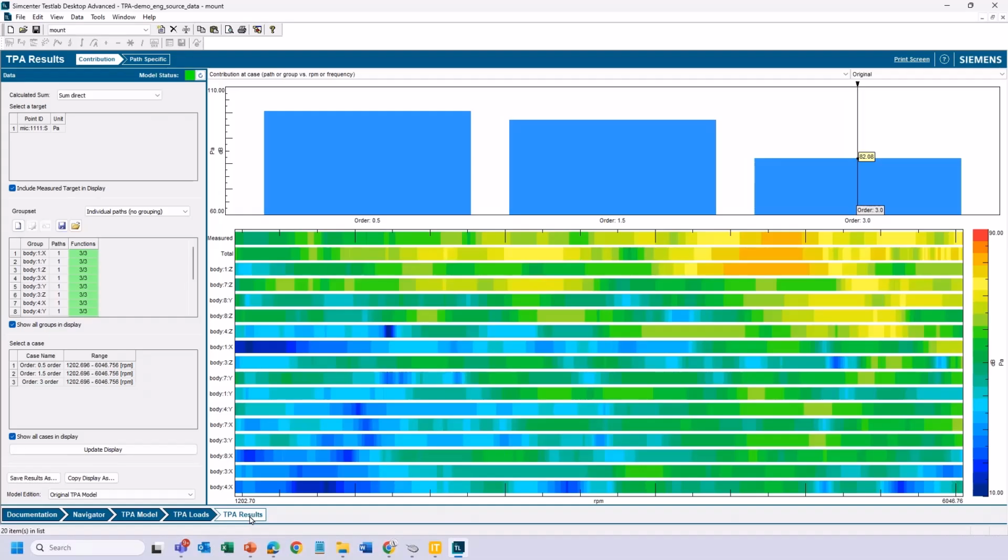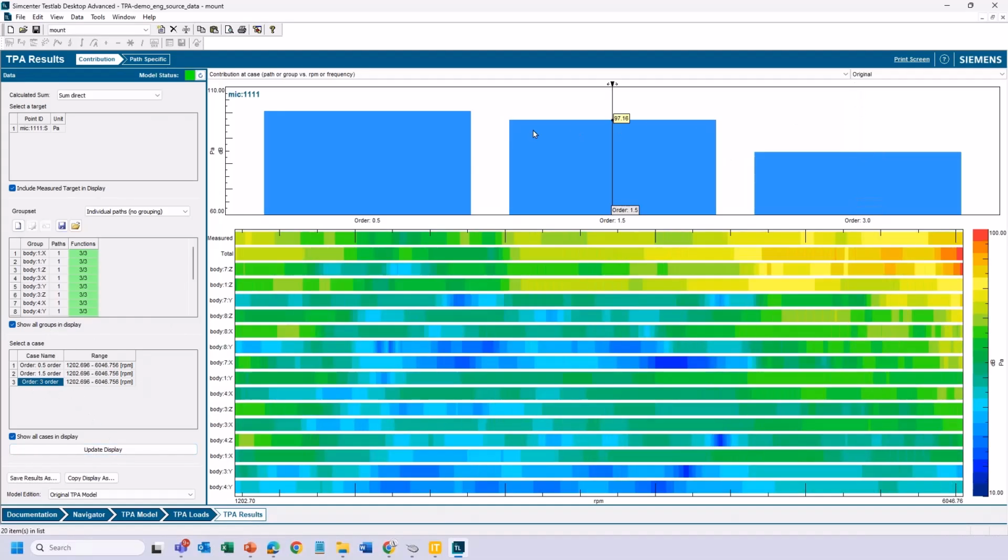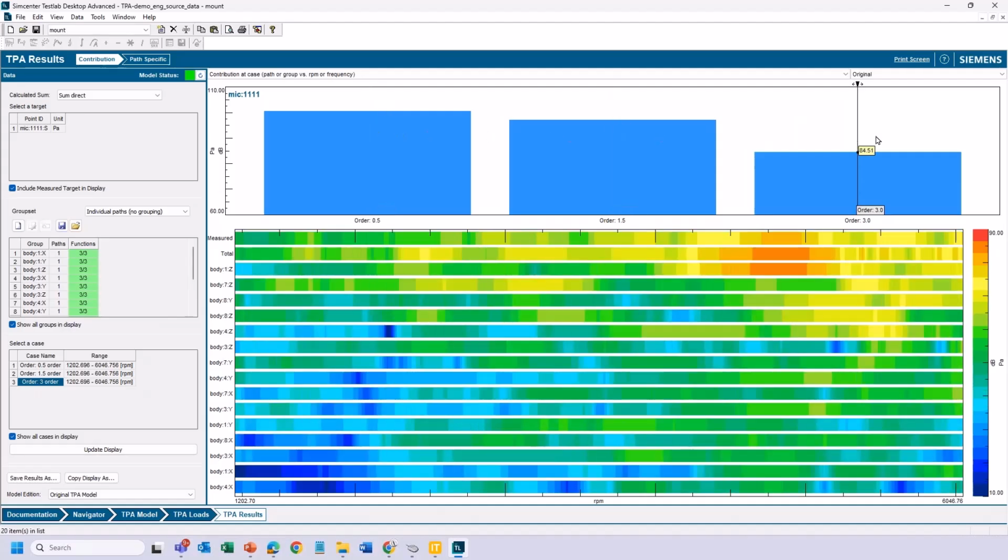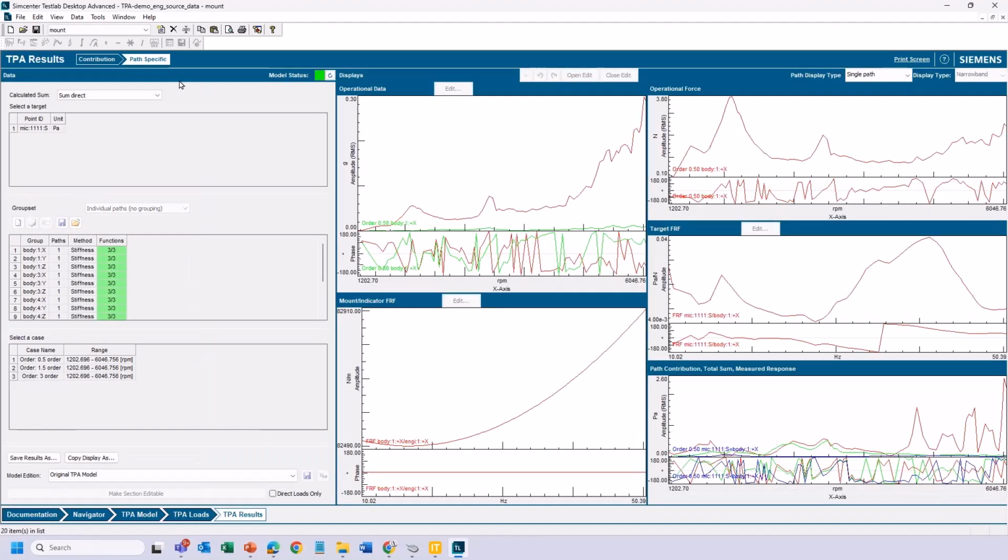And then I can look at my results here, update the display. Now this bar at the top actually lets you pick things like third order. And would you say there's one path that contributes the most here? For sure, body 1Z. Yep, so body 1Z. And again, if we go to this path specific, we can start looking for third order.